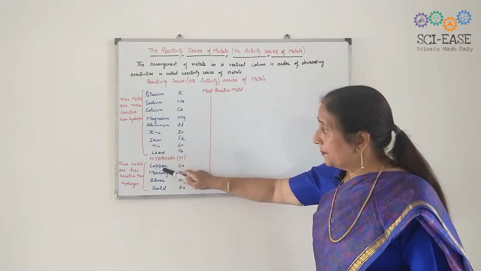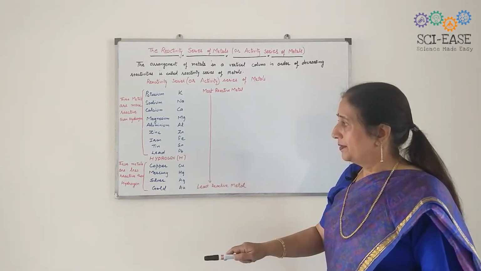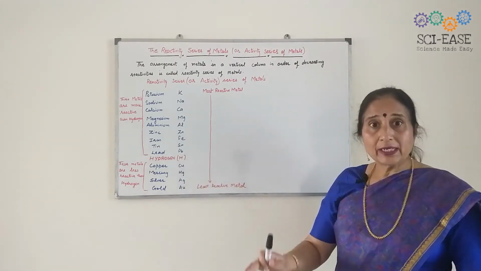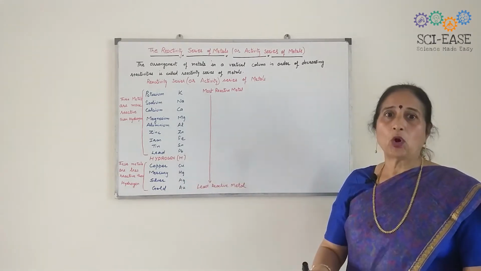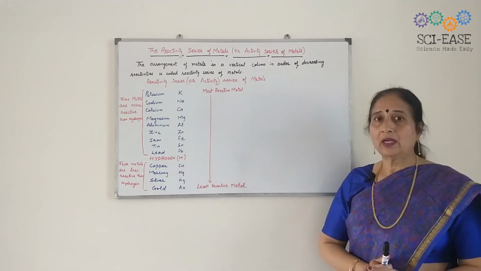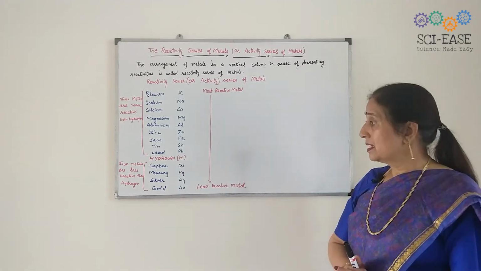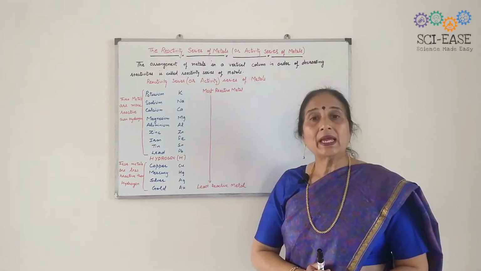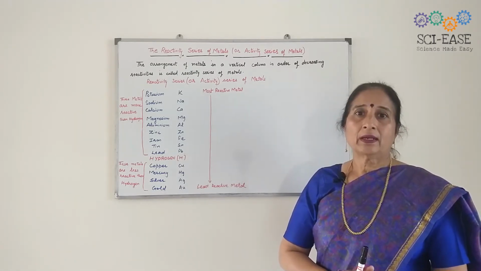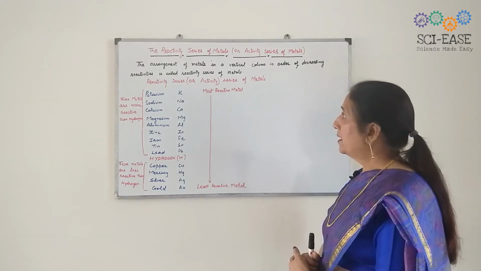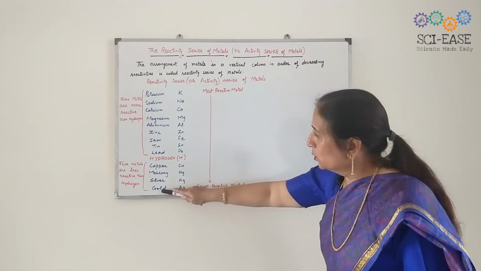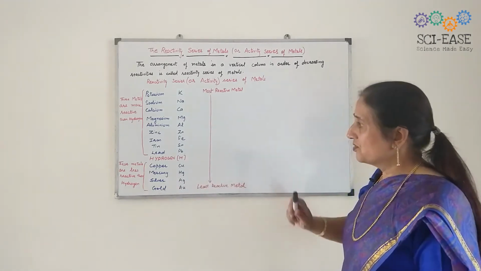And then come the less reactive metals like copper, mercury, silver, gold. Silver and gold are at the bottom of the reactivity series because they are less reactive. Those metals which are less reactive occur in native form, or you can say free form, in the earth crust. This is the decreasing order of reactivity, and gold and silver are the least reactive metals.